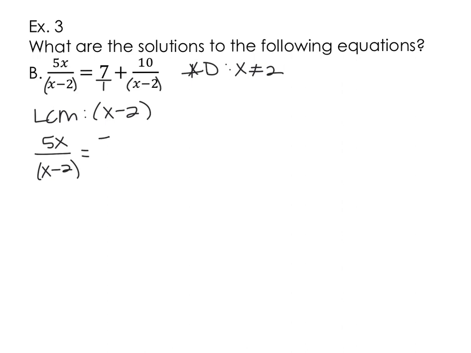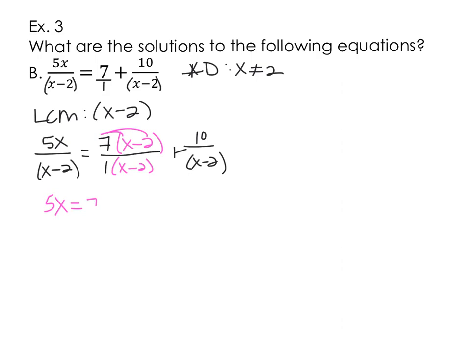Over on the right, 7 has a 1 in the denominator. So let's change that up. Let's give it the LCM in the denominator and then also show that in the numerator. And then plus 10 over x minus 2. Nothing needs to change there. All right, let's clean up the numerators. We have 5x equals, I'll distribute the 7 in, 7x minus 14 plus 10. And that's all you do there. And then voila, the denominator eliminates. Just get rid of that altogether and solve what's left over.